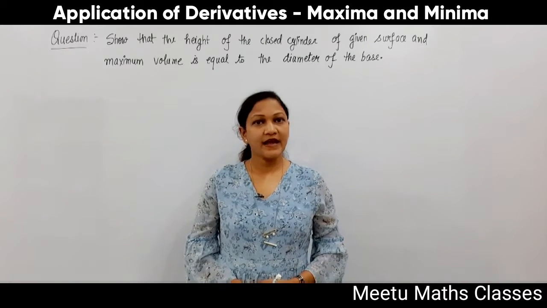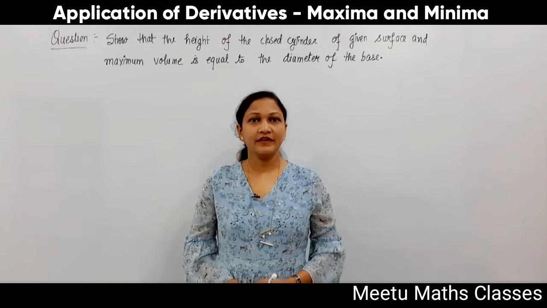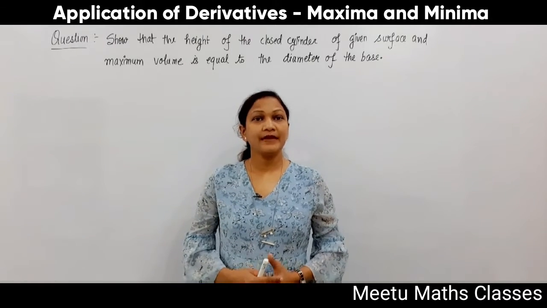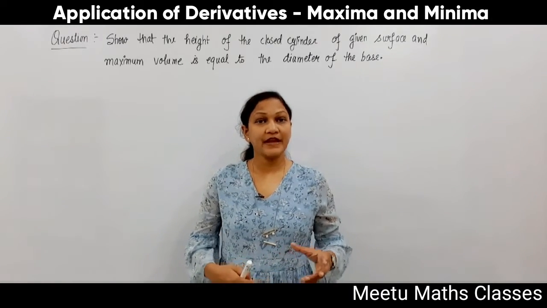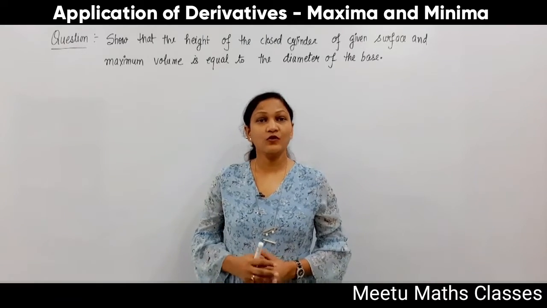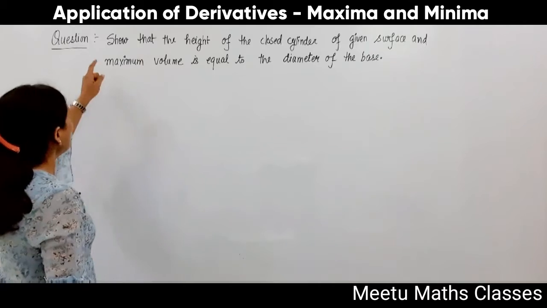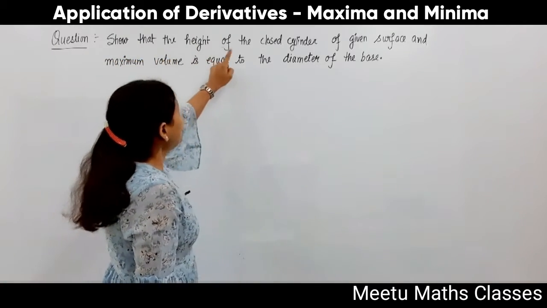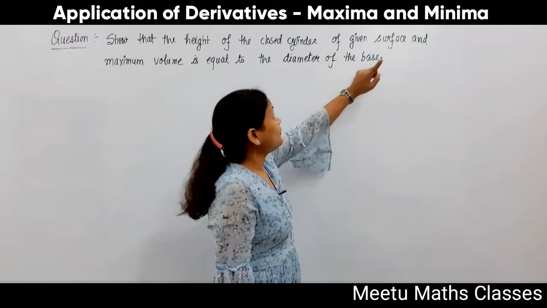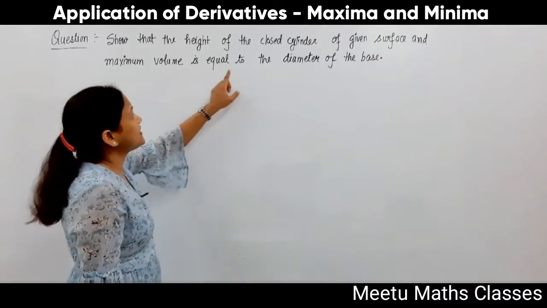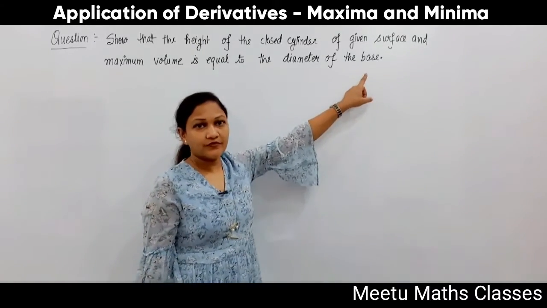Today's topic is applications of derivative, and in this question we will discuss how to find the maximum or minimum value of a function. So our question is, show that the height of the closed cylinder of given surface and maximum volume is equal to the diameter of the base.